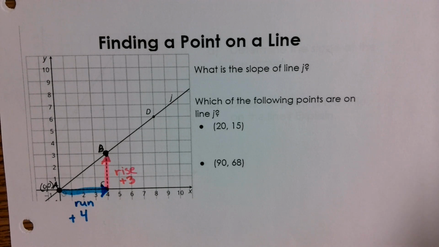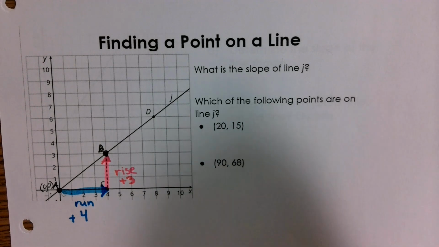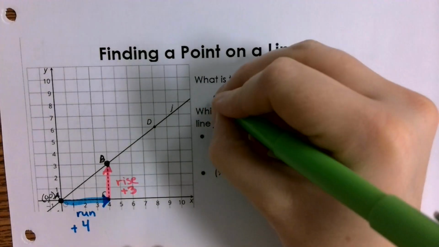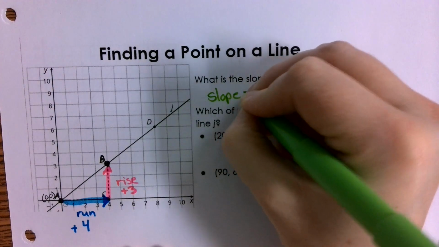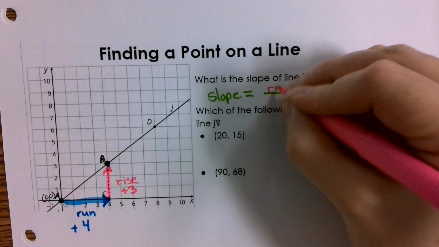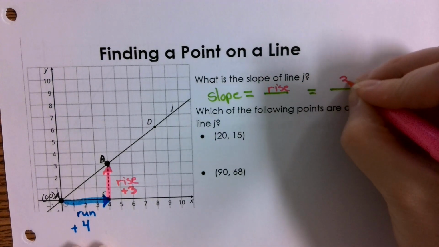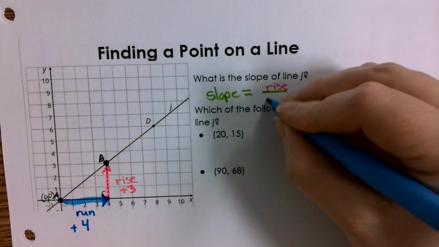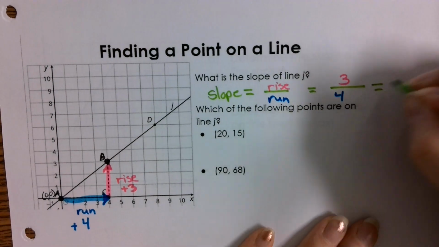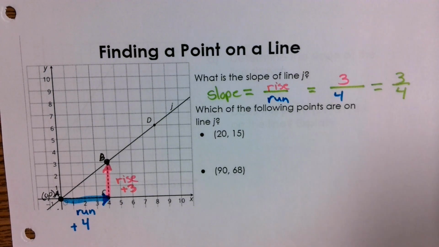It's very important to understand positives and negatives because sometimes you might move up and then to the left, or you might move down and then to the right, and that would create a negative value. Okay? So when we are identifying our slope, again, it is whatever our rise value is, which is a positive 3, over our run value, which happens to be a positive 4, and that's just going to come out to 3/4. So there's our rise and our run.